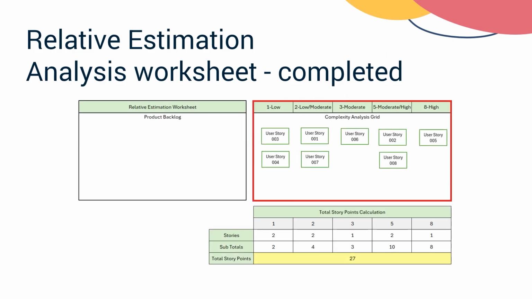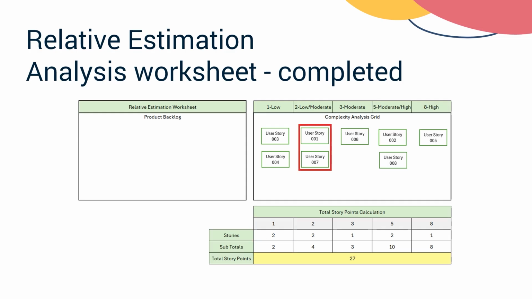Notice how all the user stories are lined up on the complexity analysis grid in terms of their complexity. We can now calculate the total number of story points for this 8-story product launch. There are 2 user stories in the low column. These stories are assigned 1 story point each. So, the total story points equals the number of stories, which is 2, multiplied by the assigned story points, which is 1, therefore the subtotal for this low column is 2.